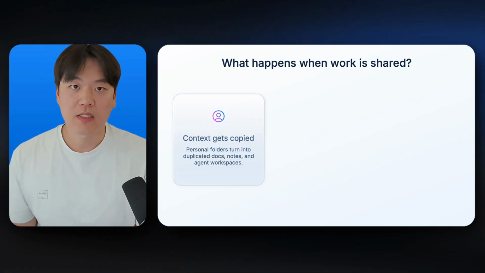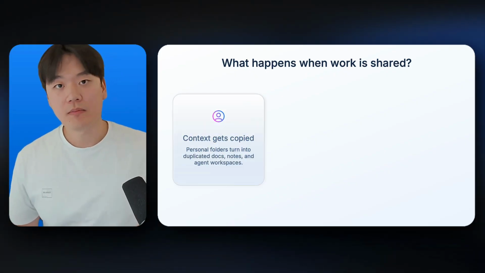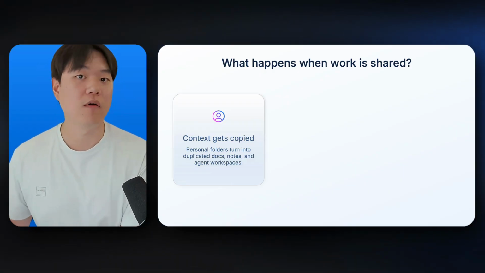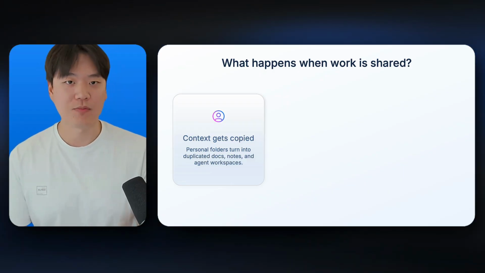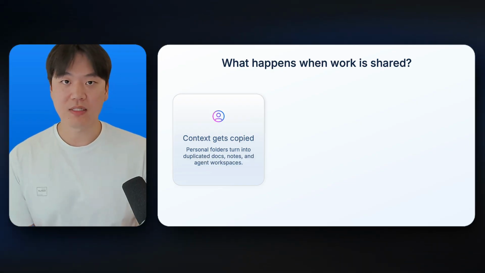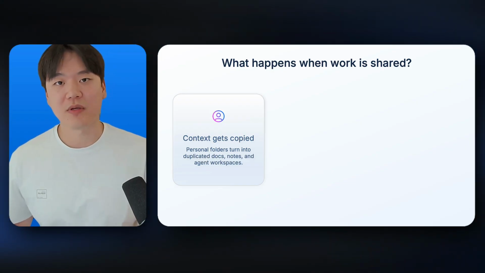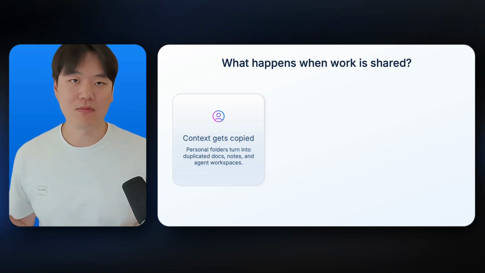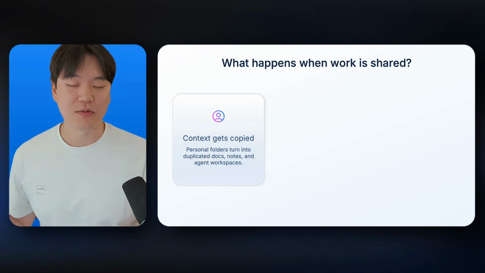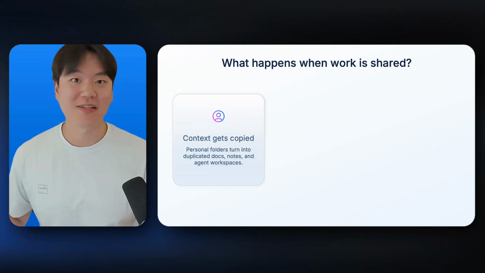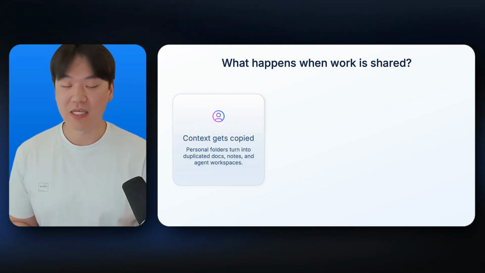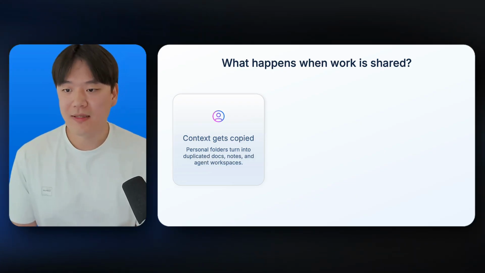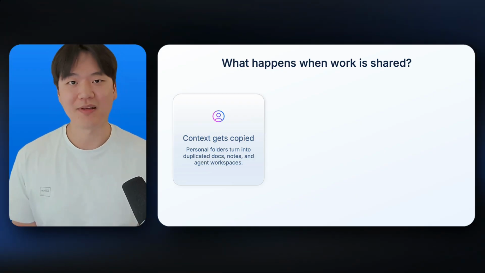Well, first of all, context will need to get copied. For example, if agent A has a document that it's working off of and it wants to collaborate with agent B and C, agent B and C will need a copy of that document to stay up to date and understand what agent A is doing. And that means duplicated documents that are not synced, and it's very easy for these documents to go stale. And therefore, trust starts to get unclear.